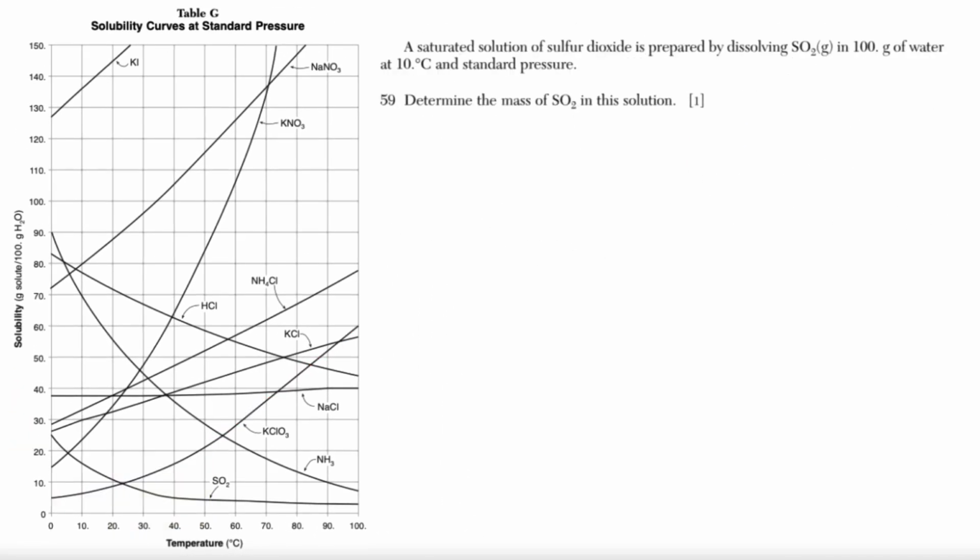A saturated solution of sulfur dioxide is prepared by dissolving SO2 gas in 100 grams of water at 10 degrees Celsius and standard pressure. Determine the mass of SO2 in this solution.